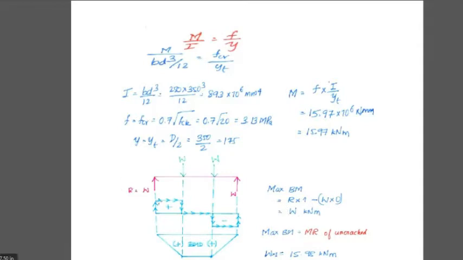Why is that? W is nothing but the reaction. For simply supported beams, the reaction equals total load divided by 2. Here the total load is 2W divided by 2, so the reaction at each end we get is W. So the value is W kilonewton meter. So moment equal to W, then W equals 15.98, because we already found 15.98 kilonewton meter for the moment. So considering that, M equal to W, then the W value is 15.98 kilonewton.